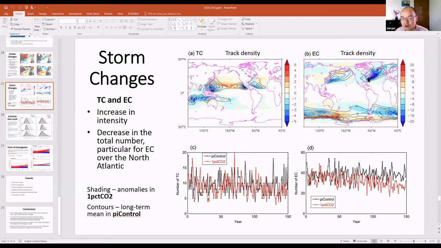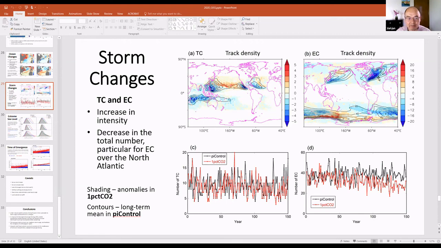So here we show that the intensity of the extratropical cyclone actually increases. That's because of the increase of the SST in the North Atlantic. The increase of SST can cause an increase of evaporation, so more water vapor in the atmosphere can release more latent heat. That can strengthen the extratropical cyclone over the North Atlantic.